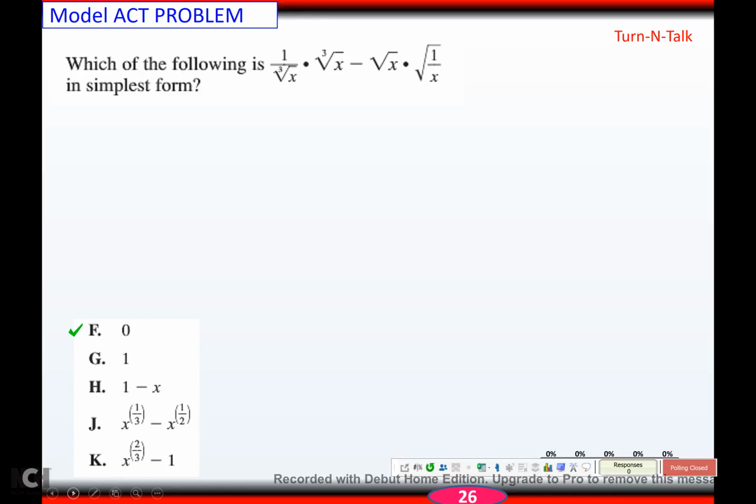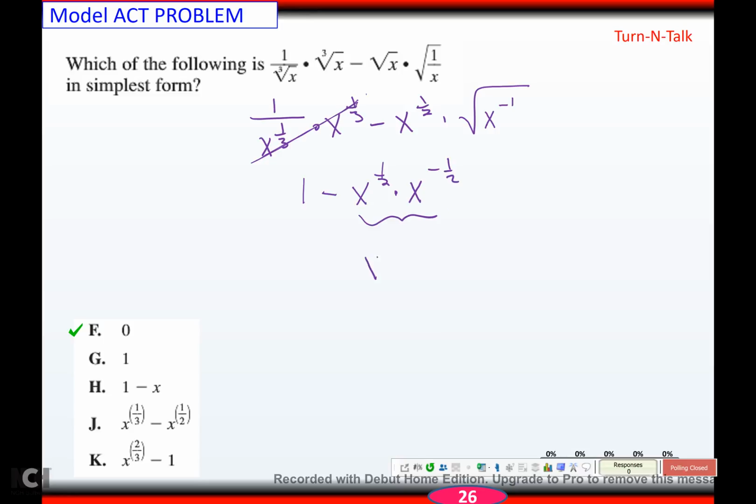And hopefully you got 0. All right, this is going to be 1 over x to the 1/3 times x to the 1/3 minus x to the 1/2 times, this would be the square root of x to the -1st. Well, guys, on these ones, these cancel out and I just get 1. Or you could do this over this and subtract and so on. That's going to be minus x to the 1/2 times x to the -1/2. I have to multiply next, which is x to the 1/2 plus a -1/2, which is x to the 0, which is 1. And 1 minus 1 is 0.